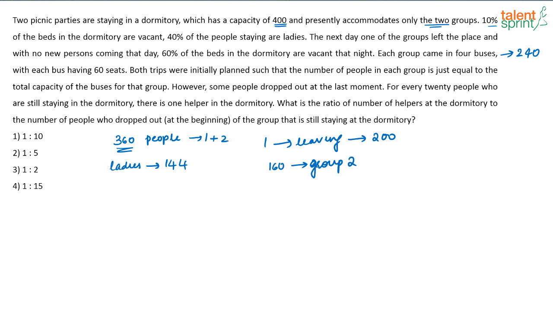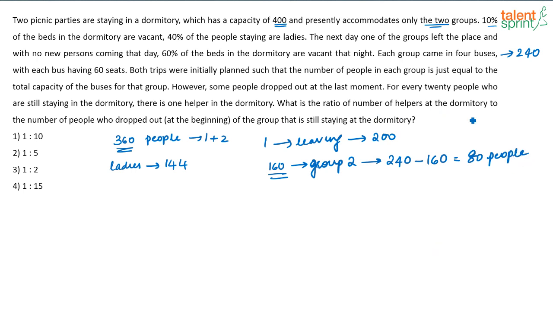See, how many people are staying in the dormitory? 160 people are staying in the dormitory. Now in group 2, how many people were supposed to come? 240 people were supposed to come, out of which only 160 have come. Or I can say, how many people have dropped out? 80 people have dropped out from group 2. Correct? Now what is the question?